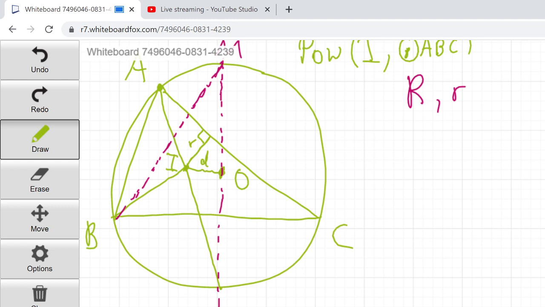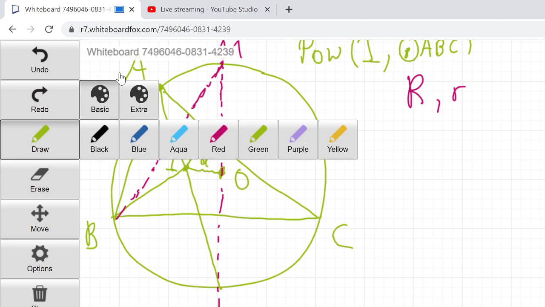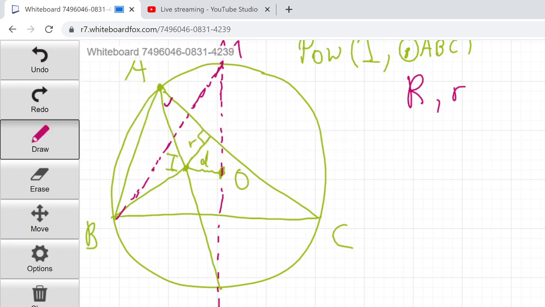Okay, so maybe to label these, because the angle bisectors is what meets at the incenter, right? Yes. So those are like alpha. Maybe this could be like beta.